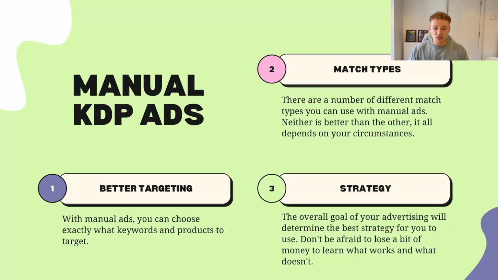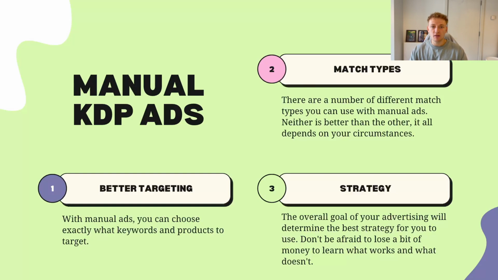And then finally, strategy. Now, the overall goal of your advertising will ultimately determine exactly what strategy is best for you. One thing I really want to stress here is don't be afraid to lose a bit of money to learn what works and what doesn't. Advertising is a whole other game of KDP because you're not just competing against other KDP authors, you're also competing against any seller on Amazon. So don't be afraid to learn what works and what doesn't.